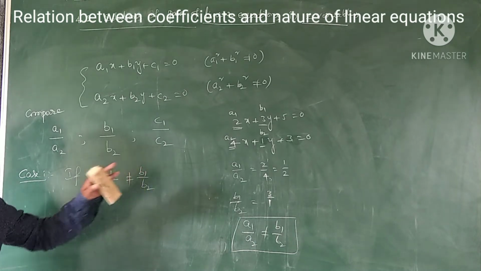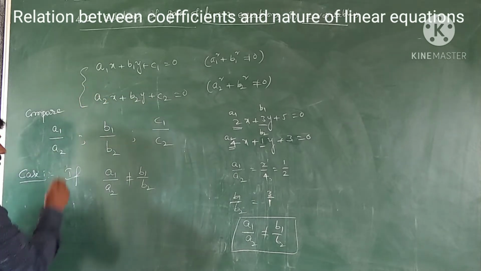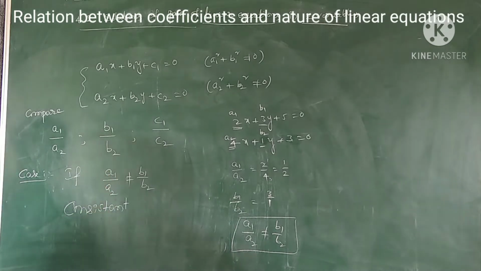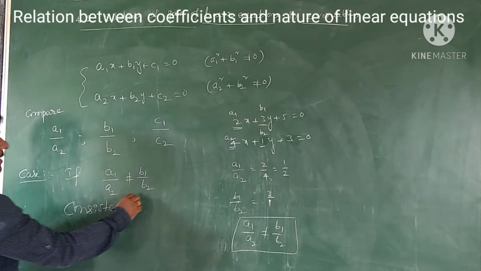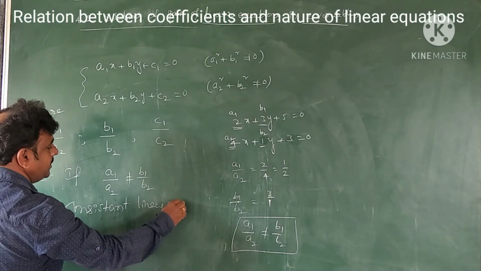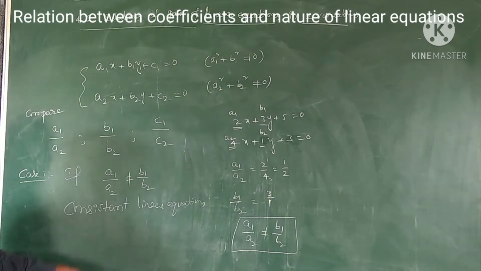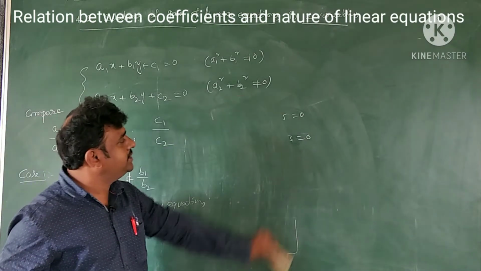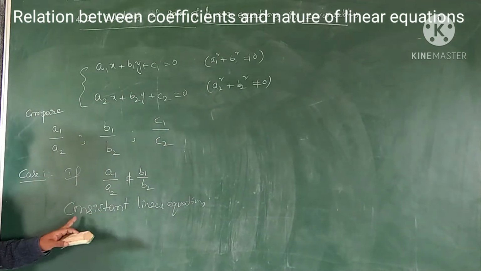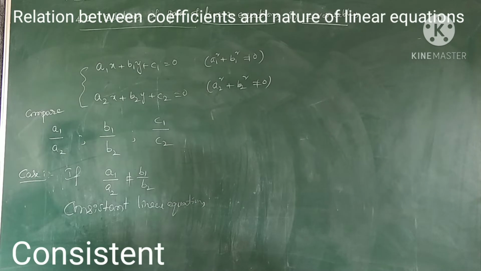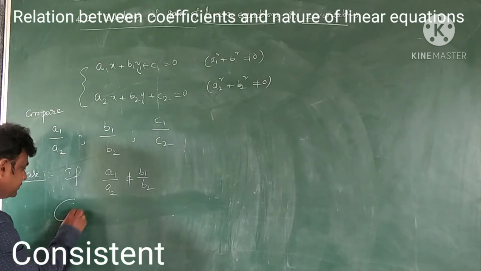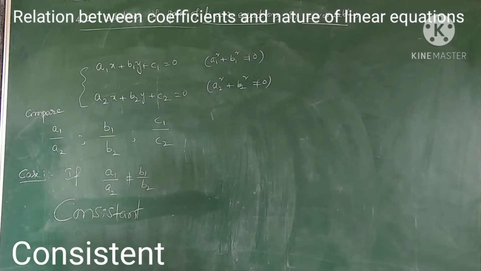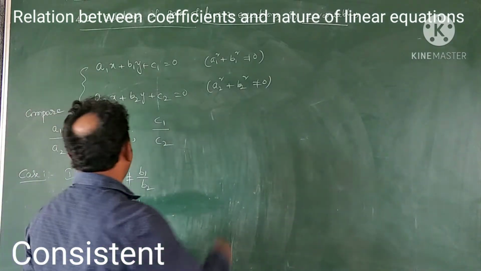If a1/a2 is not equal to b1/b2, this pair of linear equations is called a consistent pair of linear equations. Students, I hope you understand this. If a1/a2 is not equal to b1/b2, this pair of linear equations is known as consistent linear equations. Consistent.